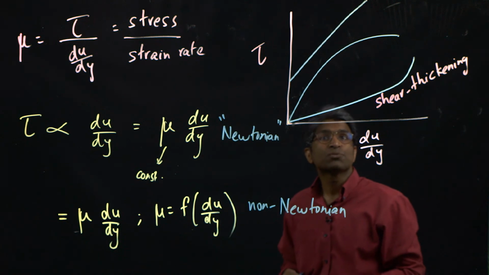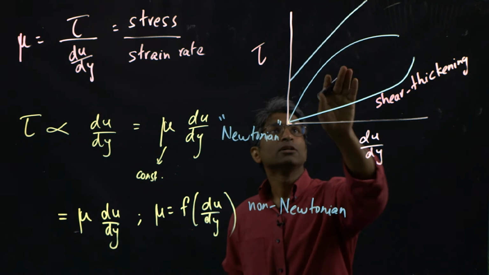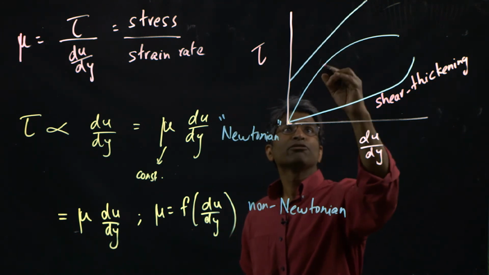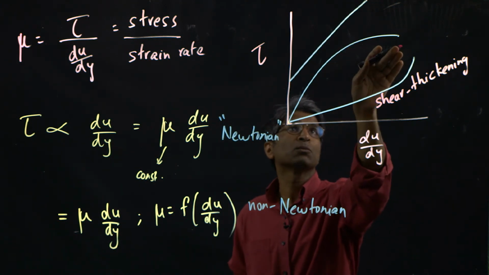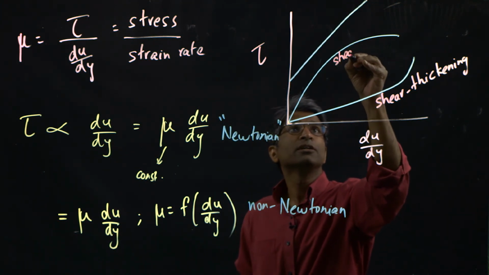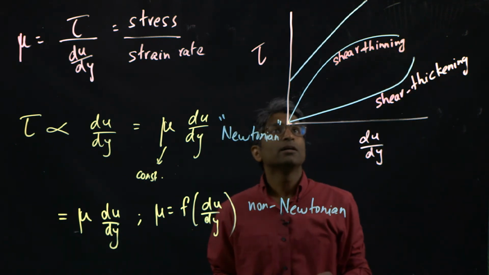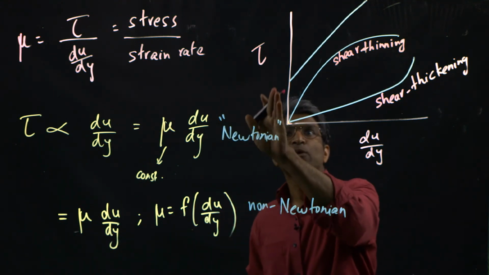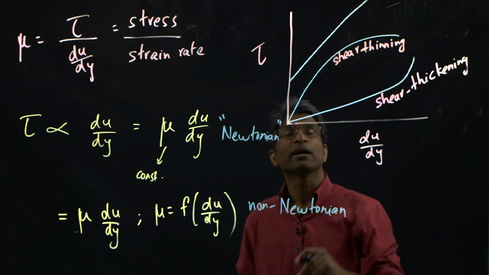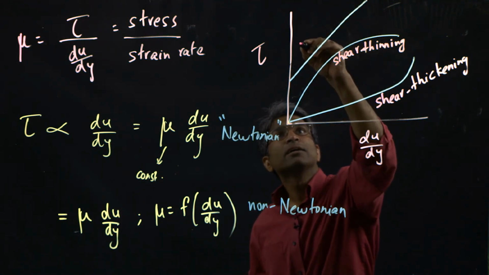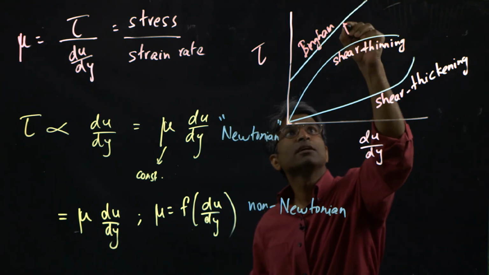Then there are fluids where as you increase the strain rate, as you go further along this direction, the rate of increase of the shear stress is no longer linear, and you need proportionally less shear. This is what is called shear thinning. And then there are fluids which have some kind of yield stress. You need to apply a finite amount of stress before it actually starts deforming, and then after that it behaves linearly. These are what are called Bingham plastics.